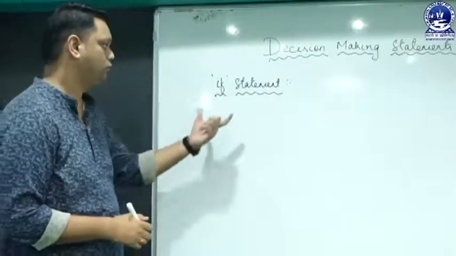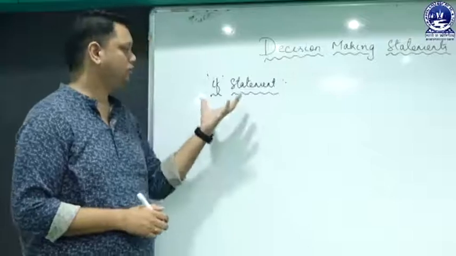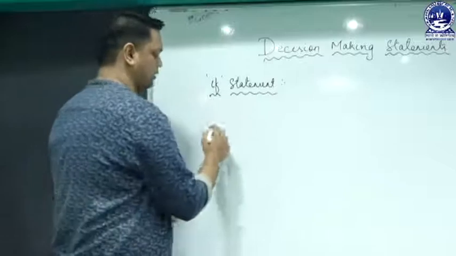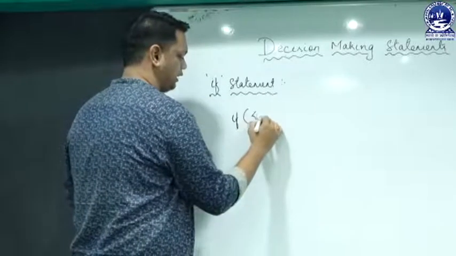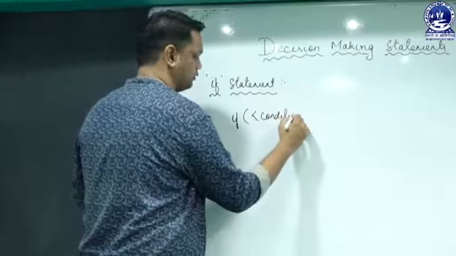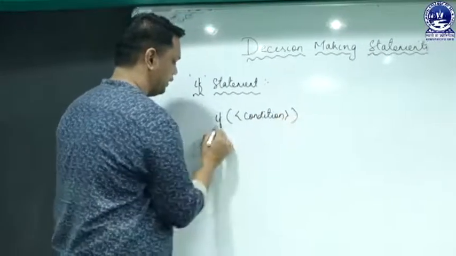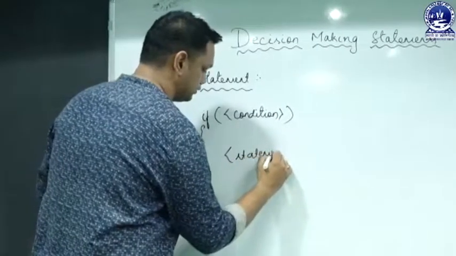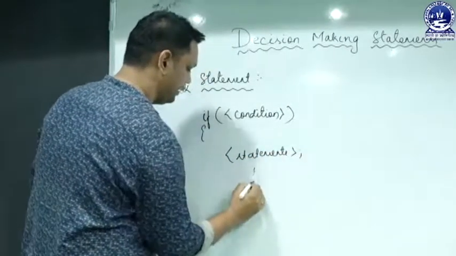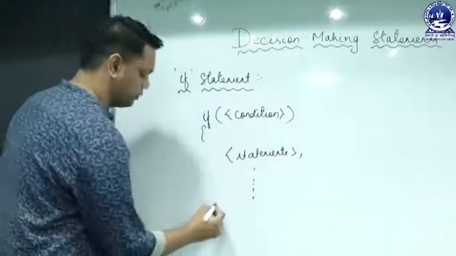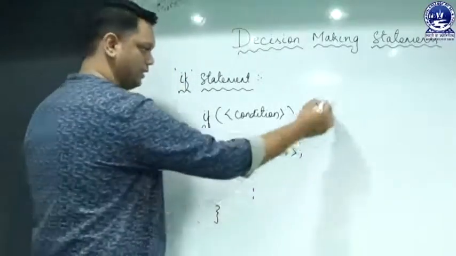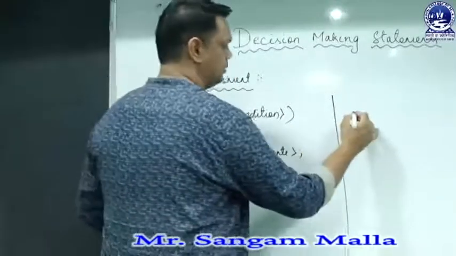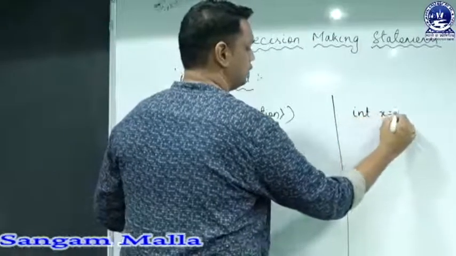Now we will move to the first variation of the if statement, that is the simple if statement. The syntax of if is: we write if, then in brackets we give a condition, then we have a block in which there will be statements. We can write any number of statements within the block. Let's take an example so that we satisfy the condition. Let's say I have stored int x equal to 5.